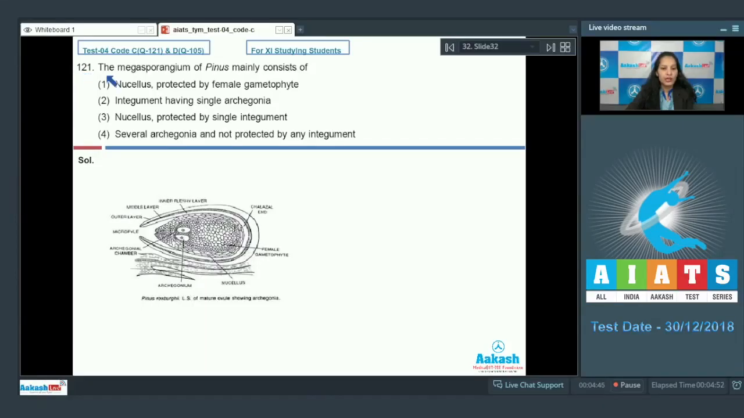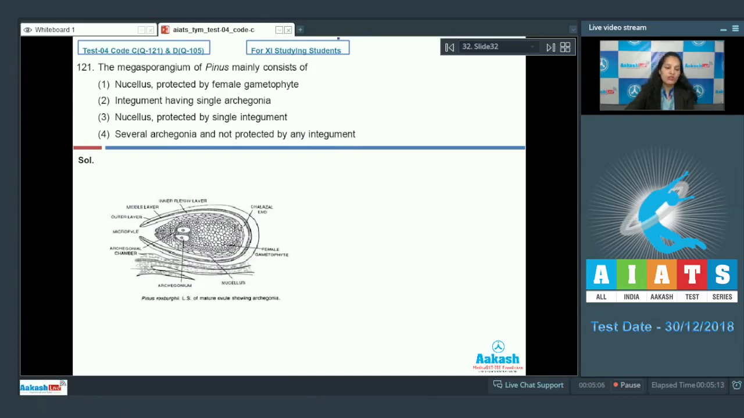Question number 121. The megasporangium of Pinus mainly consists of: first option, nucellus, protected by female gametophyte. Second, integument, having single archegonia. Third, nucellus, protected by single integument. Fourth, several archegonia and not protected by any integument.